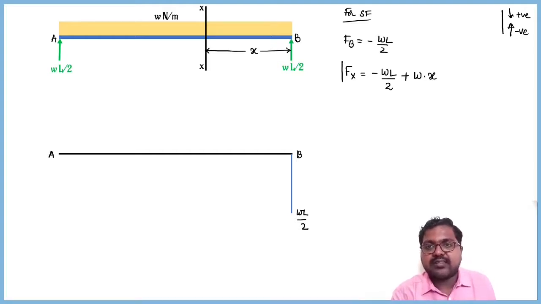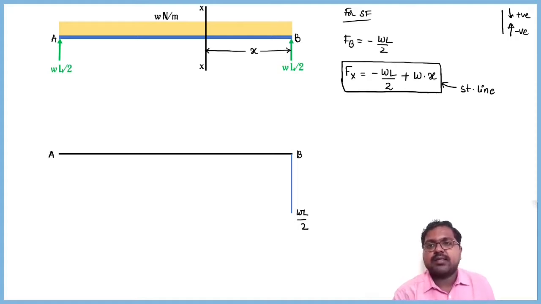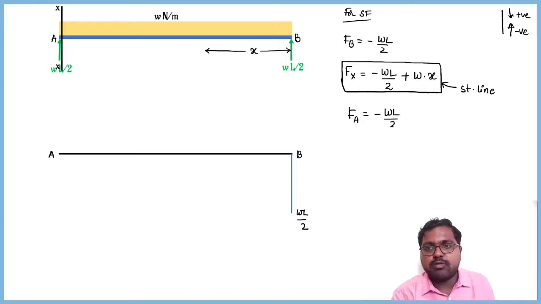So if we see this generalized equation, it is in the form of X, which is a linear variable. So it follows the path of a straight line. Then if I use this FX and go till A, then at A, FX will become FA and the X distance will become L. So I'll get minus WL by 2 plus W into L, where we will have WL by 2 positive.